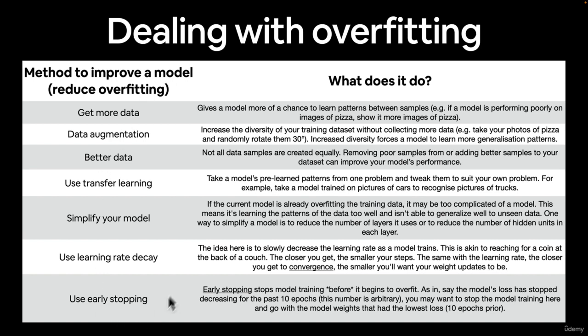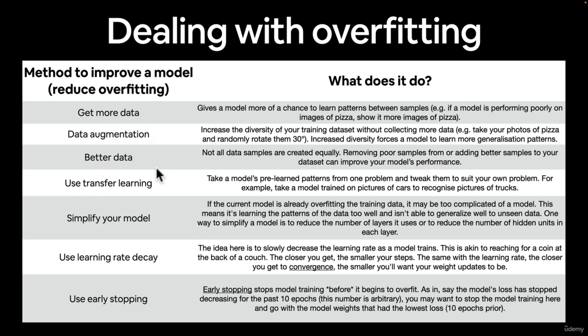These all come with a caveat, right? They don't always work, as with many things in machine learning. So get more data. Give your model more chance to learn generalizable patterns in a data set. You can use data augmentation, so make your model's training data set harder to learn. We've seen a few examples of data augmentation. You can get better data.